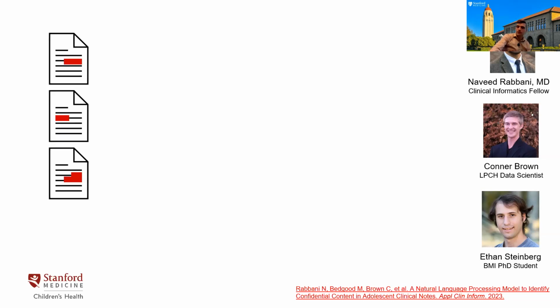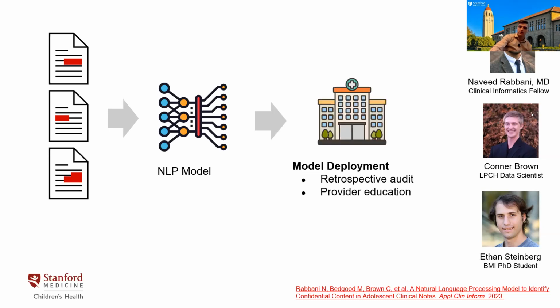The next step is, as you can probably guess, where the NLP, the automation, comes in. How can we identify this stuff without having to do manual review? This was led by Naveed, who's one of our second-year fellows, and Connor, who is our data scientist within the Children's Hospital, and then support from Ethan, who is a PhD student in Ning Shah's lab. So we started with the corpus of 1,200 notes, trained an NLP model, and the thinking with this model was to use it as a retrospective audit and education tool.